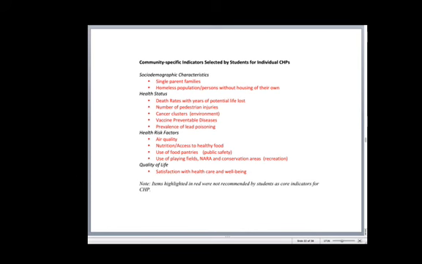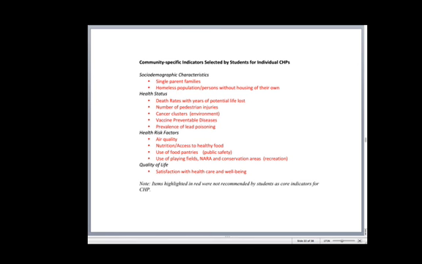One of the students was interested in years of potential life lost, pedestrian injuries as an indicator of safety of roads. Prevalence of lead poisoning was of interest to one student because of older housing stock located in their community and the presence of potential for childhood lead poisoning.